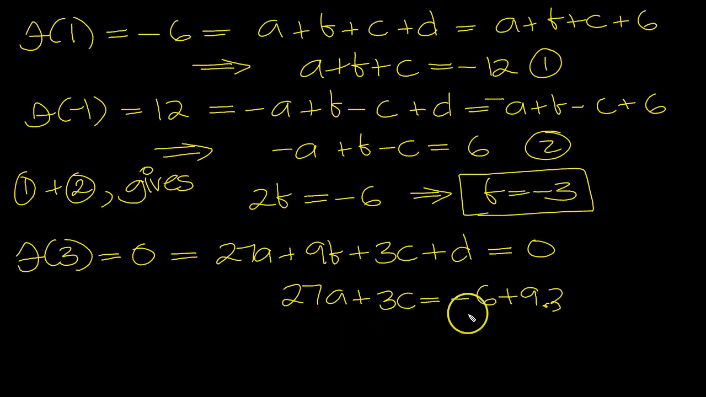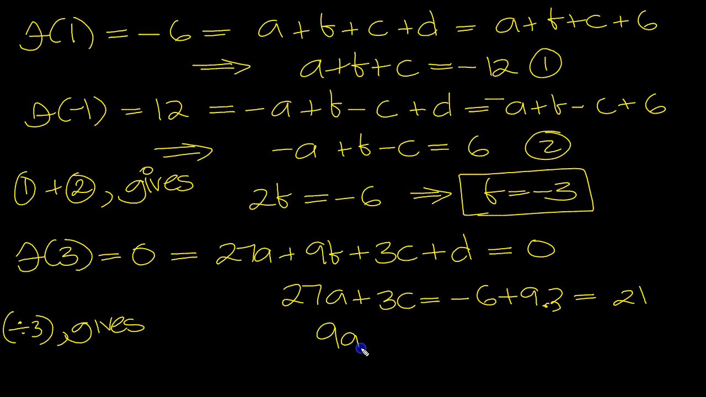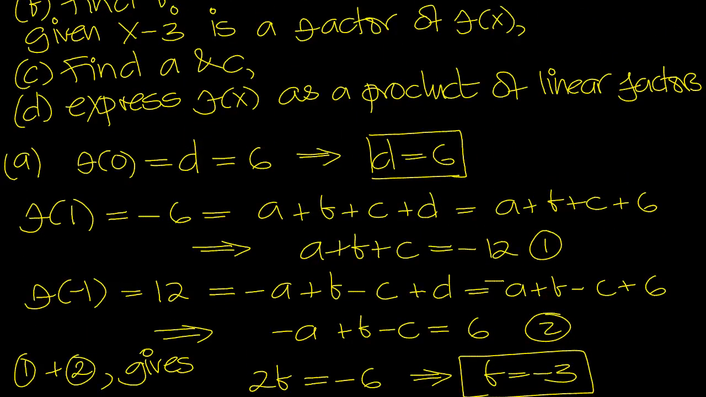So here, what have we got then? This is equal to 27 minus 6 is 21. Divide by 3. Gives 9a plus c is equal to 7. This is number 3. Okay, so we've got that then. Let's go back up. Find a and c.